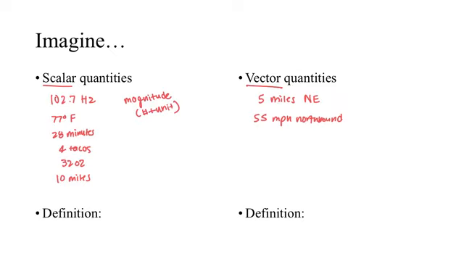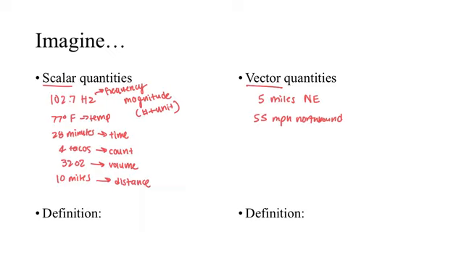So I have something like frequency right here. 102 hertz is a radio frequency. 77 degrees Fahrenheit is a temperature. 28 minutes is a time. 4 tacos is a count of something, right? 32 ounces is a volume. 10 miles is a distance. All of these quantities do not have a direction associated with them. They just have what we call a magnitude or an amount.